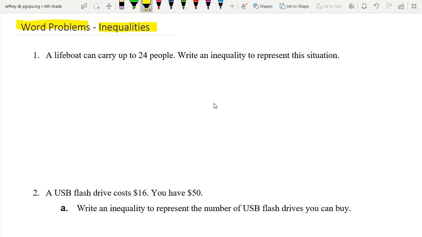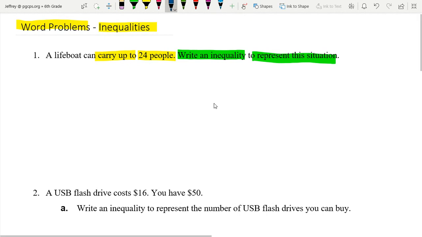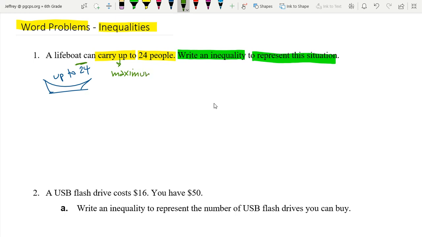Now, number one, a lifeboat can carry up to 24 people. We need to write an inequality to represent the situation. So, what do we know? We know that a boat can carry up to 24. What does the word up to mean? It means it's the ceiling. This means it's the maximum, right? So the number 24 pertains to the people.